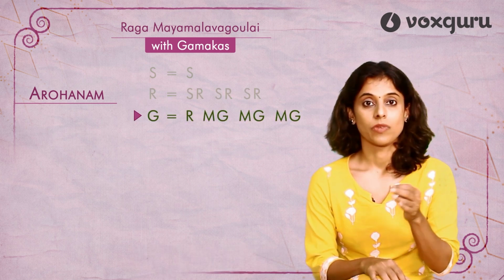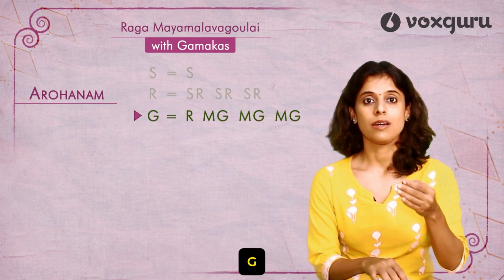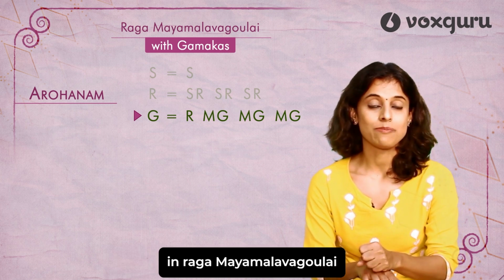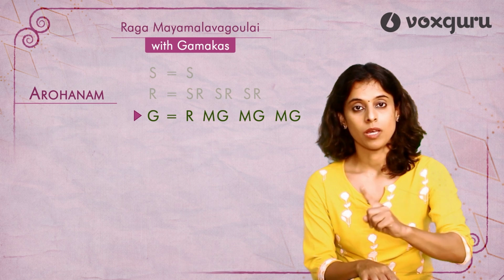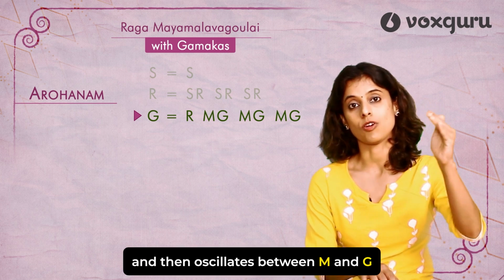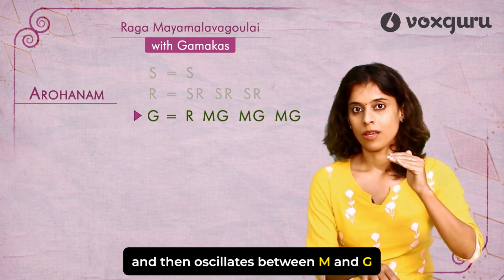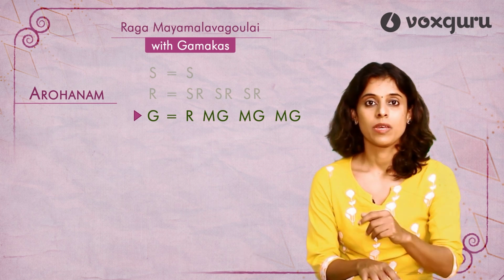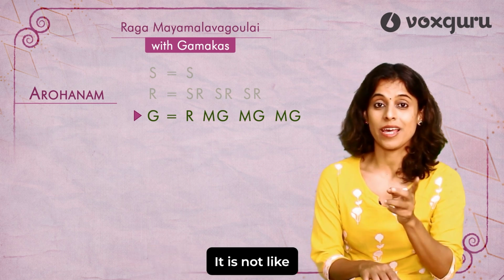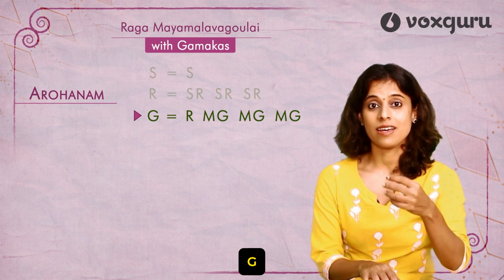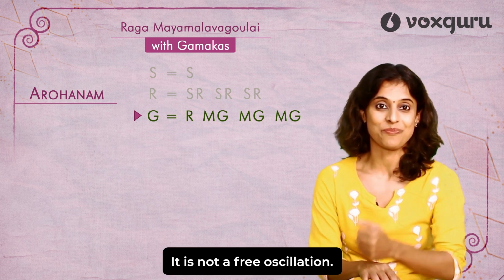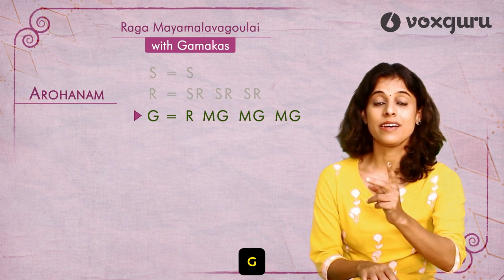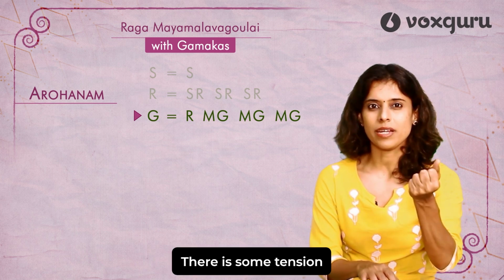Then coming to the Ga. This is again a very important gamakam in Raga Mayamalavagoulai. Here it originates from Re, goes to Ma and then oscillates between Ma and Ga. But this is not a normal oscillation. It is not a free oscillation. It is a different type of oscillation. There is some tension in this oscillation.